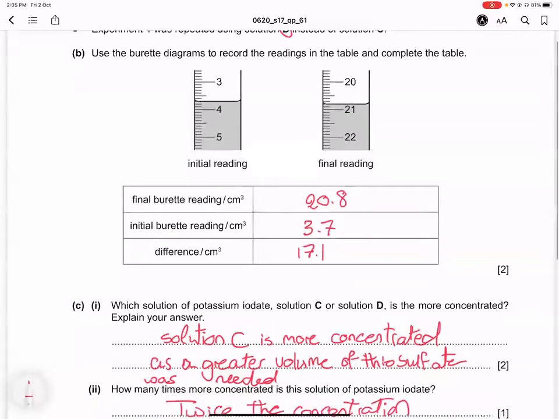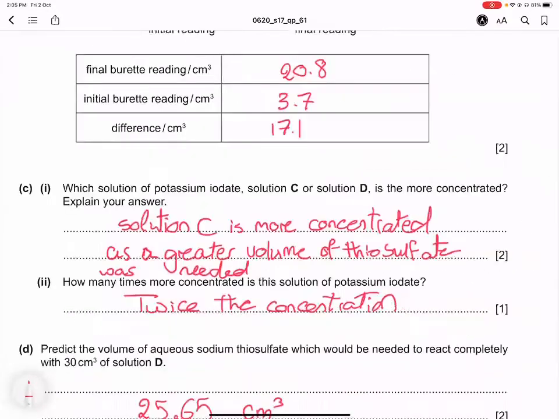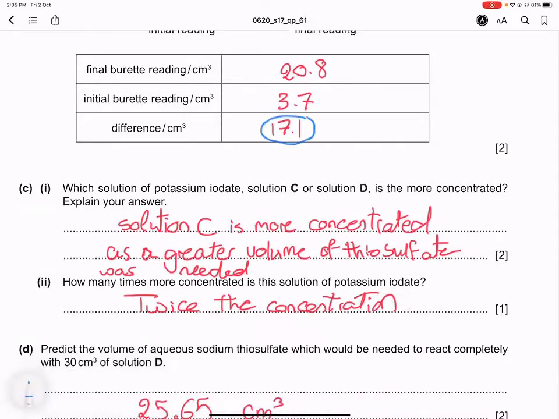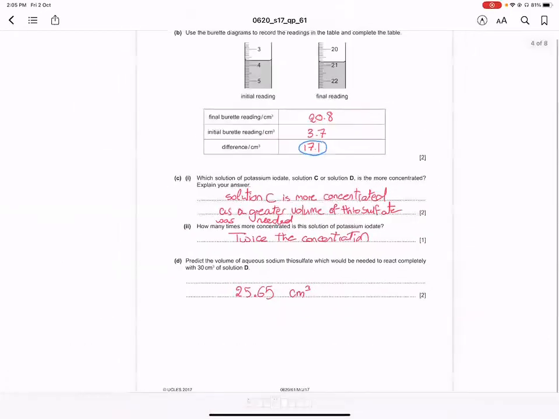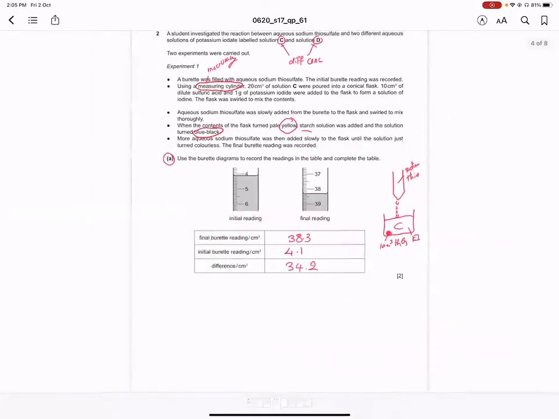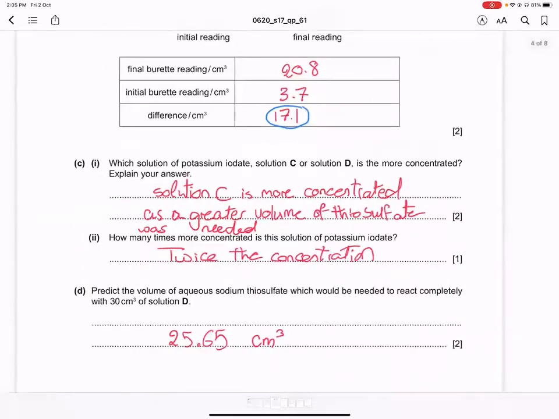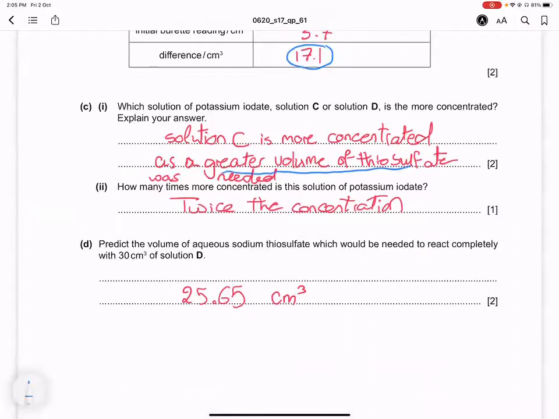Okay, CI, which solution of potassium iodate, C or D, was the more concentrated? To answer this question, you need to see how much sodium thiosulfate was used when using each solution. Solution D used 17.1. Solution C used, you always go for the difference, okay? Used 34.2. So definitely, solution C was more concentrated as a greater volume of thiosulfate was needed, okay? Solution C was more concentrated, that takes a mark, as a greater volume of thiosulfate was needed.